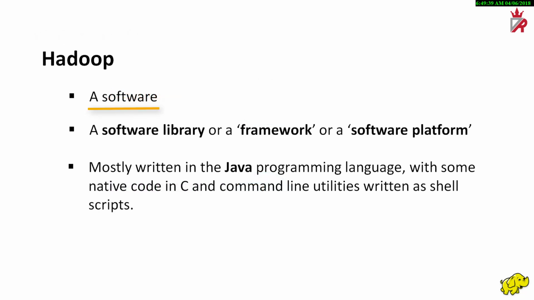Hadoop is basically a software. It can also be referred to as a software library or a framework or a software platform. The Hadoop framework itself is mostly written in the Java programming language with some native code in C language and command line utilities written as shell scripts.